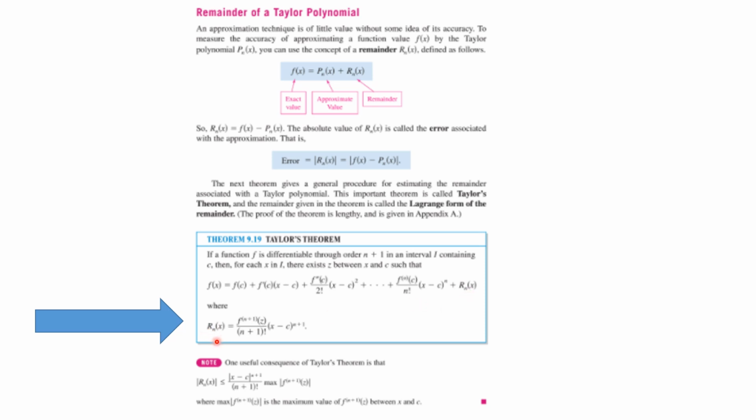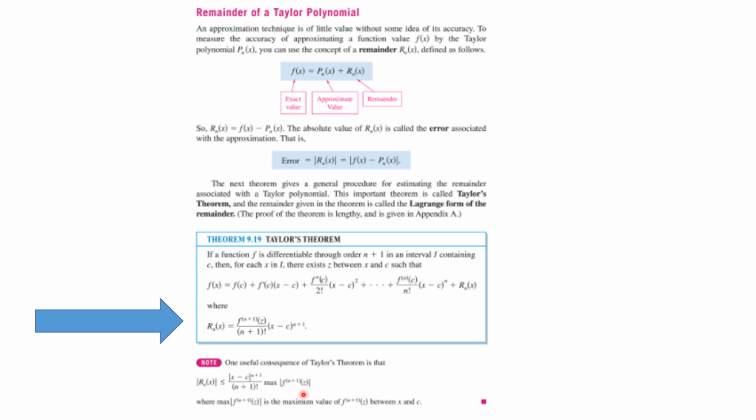R sub n at x can be calculated to be the n plus first derivative evaluated at a point z. Now z is a point between x and c, where c was what you were expanding about. So this is the n plus first derivative at z divided by n plus 1 factorial, times x minus c to the n plus 1. Having this representation means that we can bound the error, how wrong you can be, by the max of that n plus first derivative.